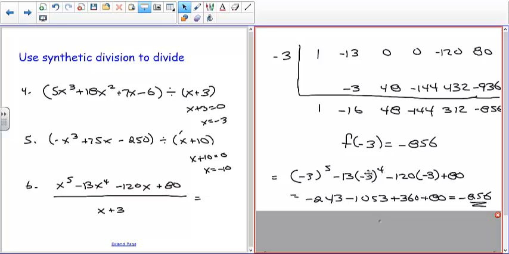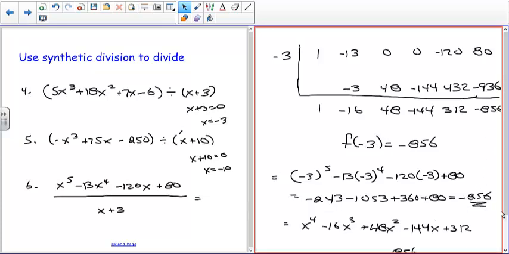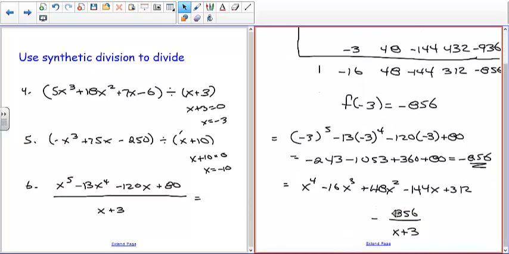Negative 3 to the 4th power is positive 81. Positive 81 times negative 13 is this. Negative 3 times negative 120 is positive 360. There's the 80. Add those together, you get negative 856. So it is true. The actual answer here, what is this divided by that?